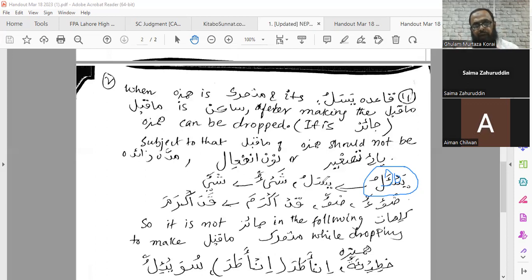But how many conditions are applied over here? There are three conditions to be adhered to before making this change. What are those three conditions? Number one, before the Hamza that is mutaharrik, there should not be waw or ya madda zaida. Number two, there should not be noon infial, as in fatara yanfatiru. You remember this. Number three, there should not be ya tasghir. If these three things are not there, then this qaida is permissible, jaiz.